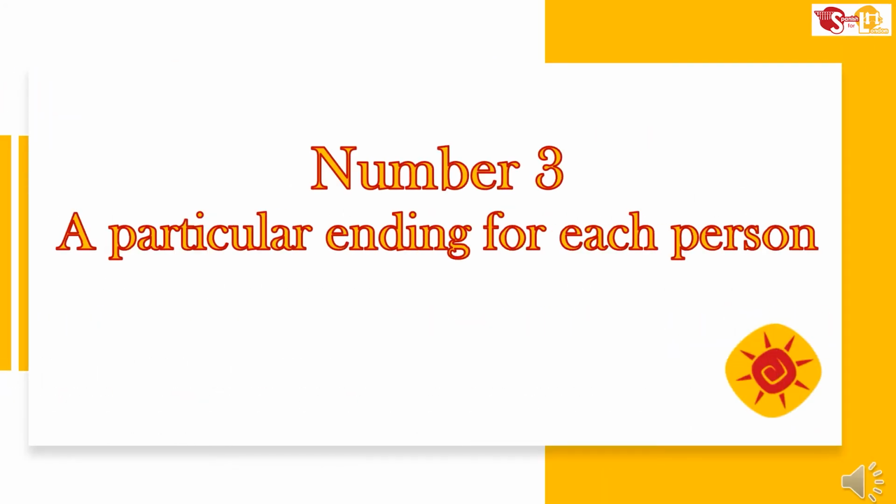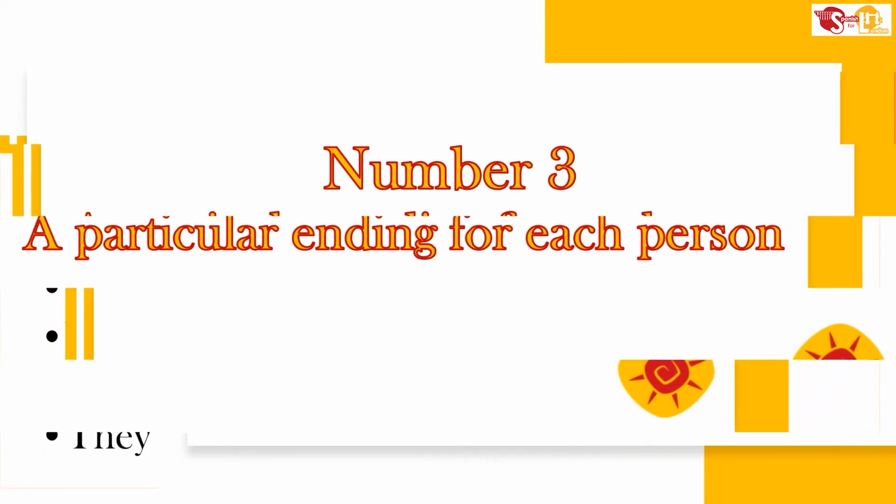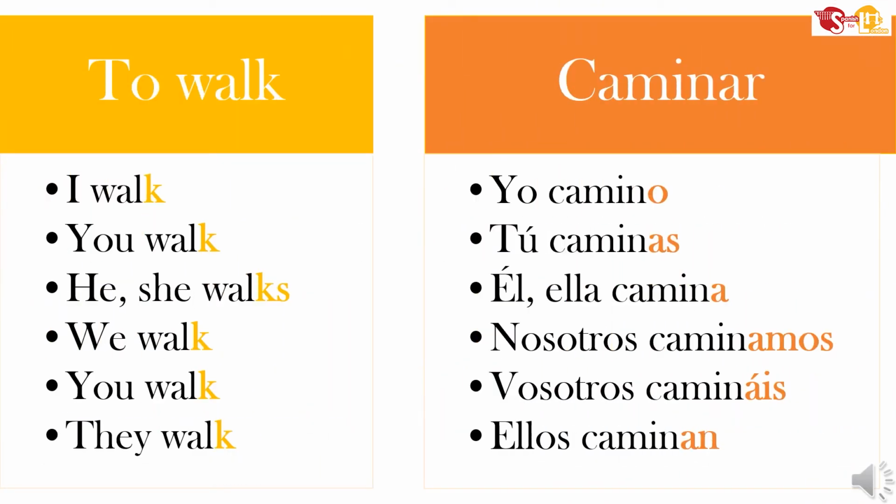Number three, we have a particular ending for each person. English conjugation is really easy because we only add an s for the third grammatical person, he, she, it, in the present tense. Otherwise, the verb doesn't change. But English is actually an exception. European languages, and not only Spanish, take different endings for every single person in all the tenses.